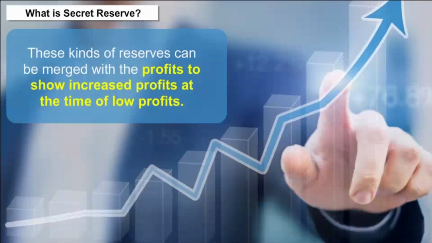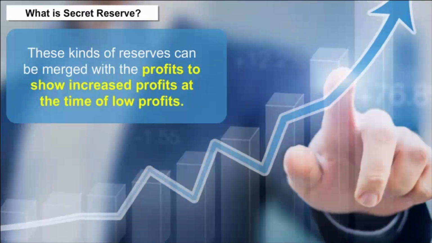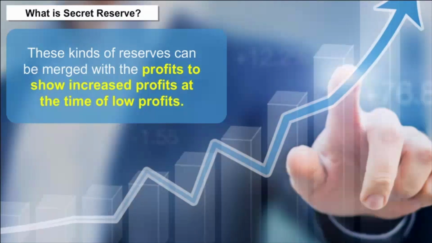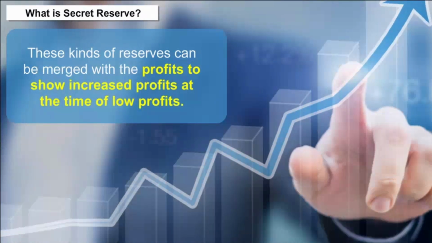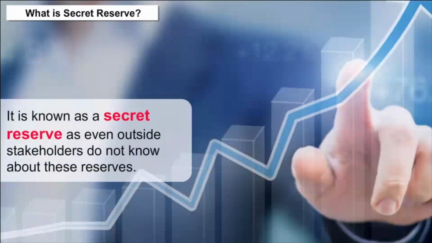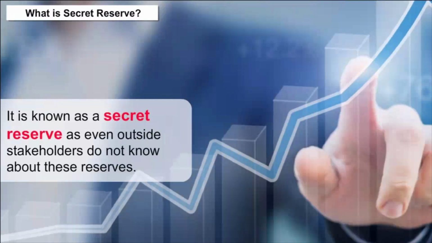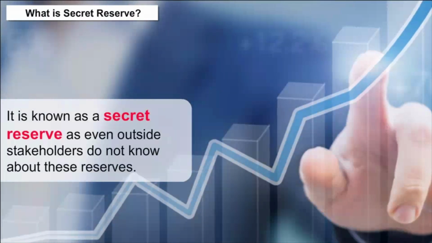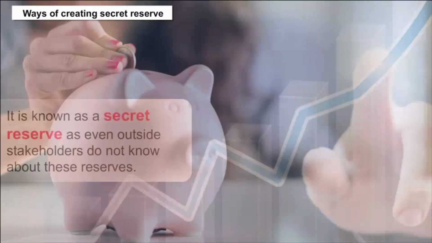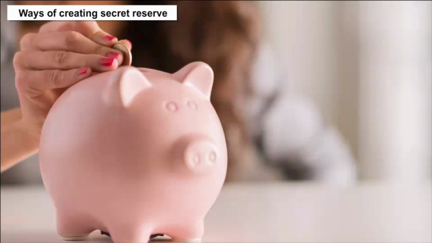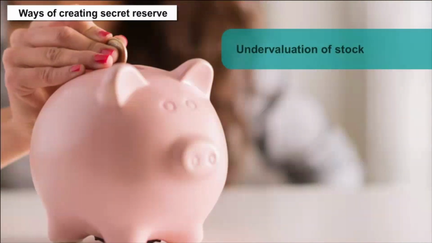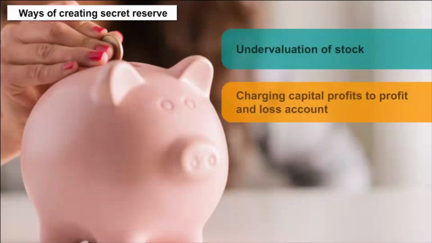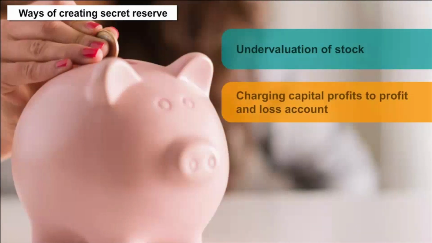Ways of creating secret reserve. Undervaluation of stock, charging capital profits to profit and loss account, making excessive provision for doubtful debts, showing contingent liabilities as actual liabilities. Summary. Let us summarize what we have learned in this module.